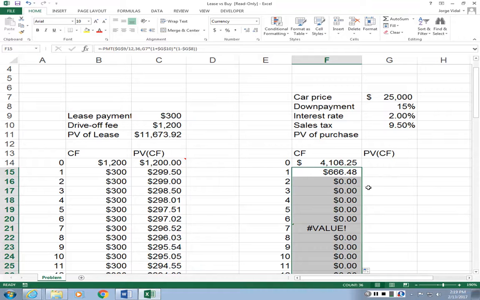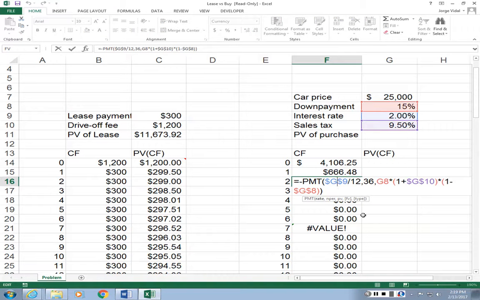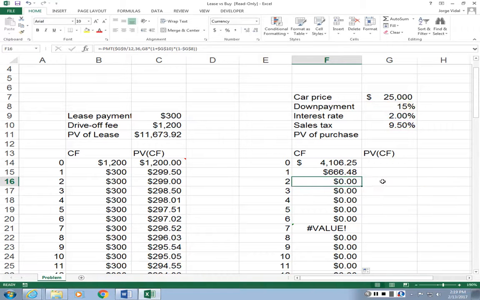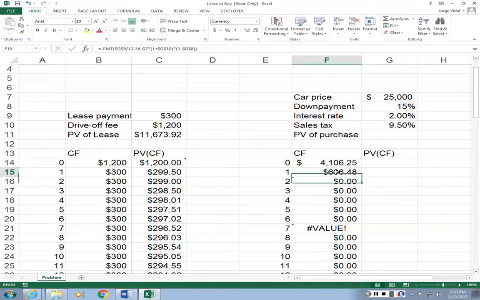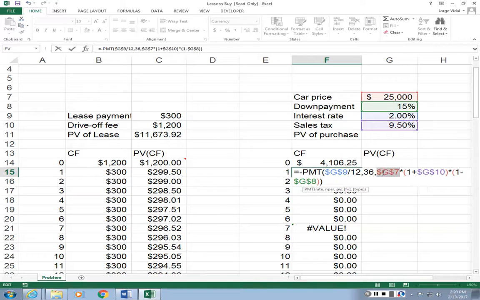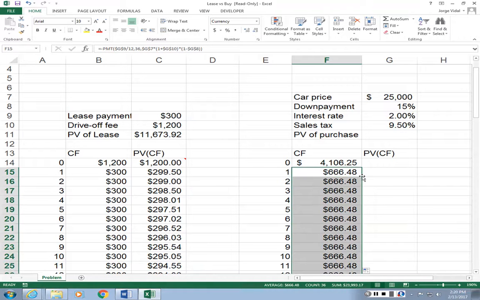Now, I copy the equation and that happened, so obviously I have a mistake. What didn't I lock? Number, no, because this is number of payments in the loan. Yeah. That's why I'm using 36. Okay, now it's working.